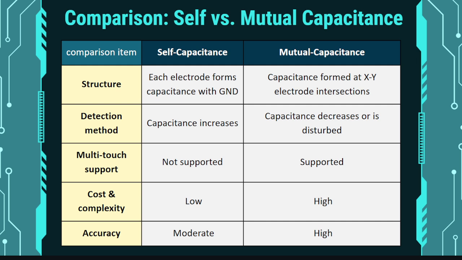Here is a comparison of two methods. Structure. Self-capacitance uses single electrodes to ground. Mutual capacitance uses intersecting electrodes. Touch detection. Self shows increased capacitance. Mutual shows a drop or imbalance. Multi-touch, only mutual supported. Cost and complexity. Self is simple and cheap. Mutual is more costly and complex. Accuracy, mutual is better.